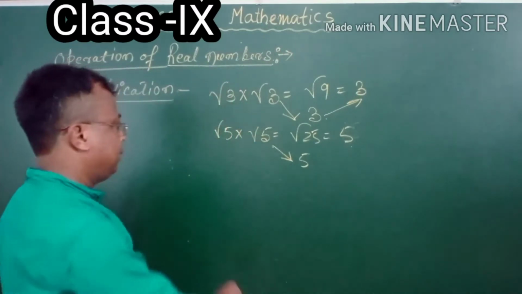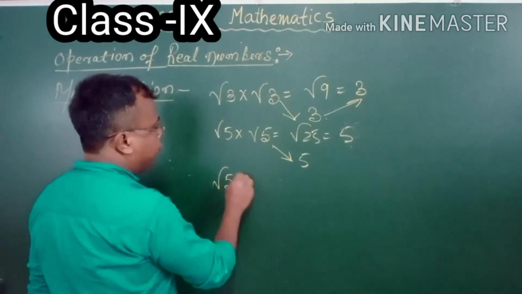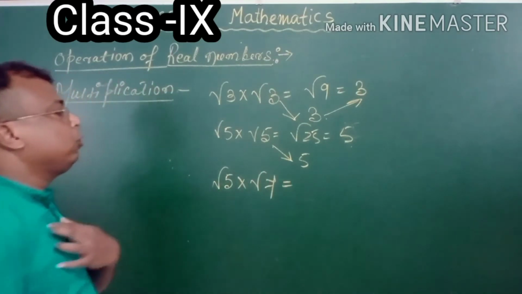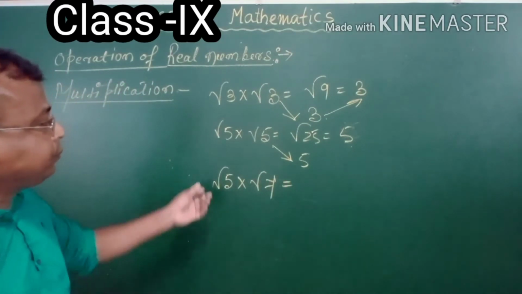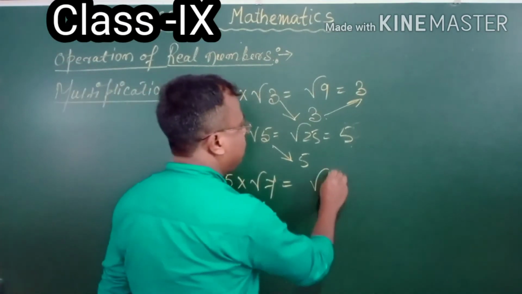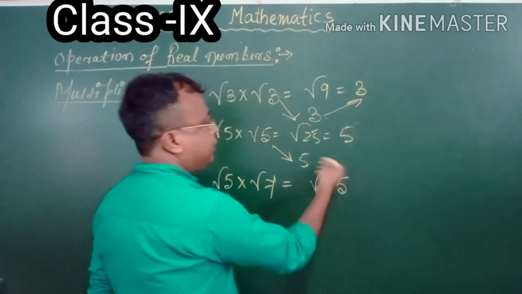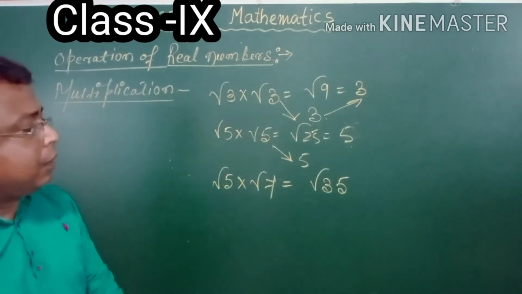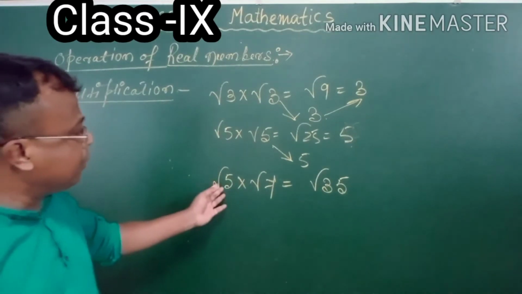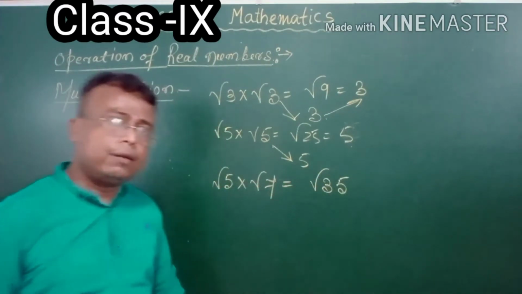Okay, but if you write like this, root 5 into root 7. Root 5 into root 7 is equal to what? Root 35. It is not a square number. 35 is not a square, so you cannot find the square root directly. So root 5 into root 7 is root 35 only.